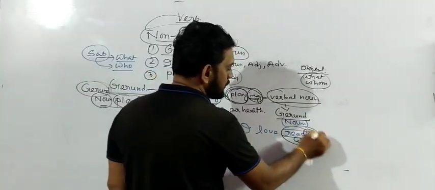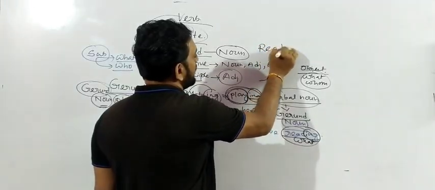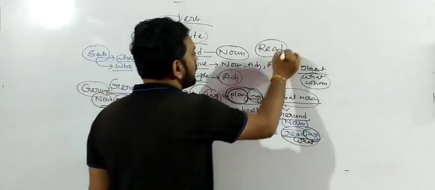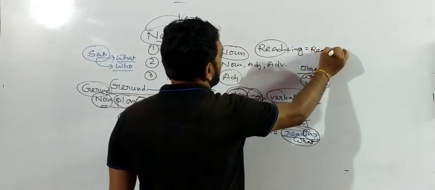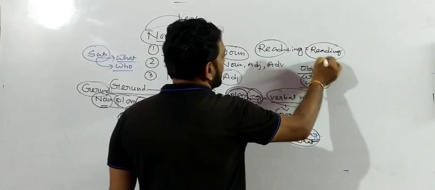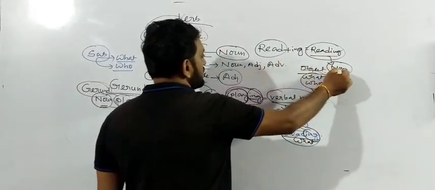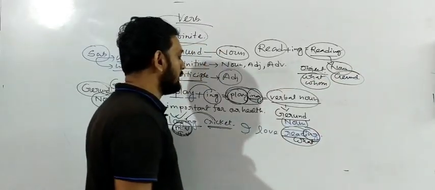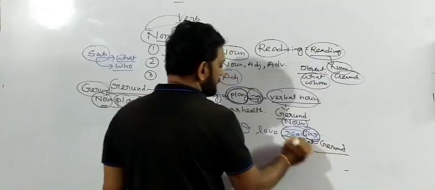And reading is the ing form, and read is a verb. Read is a verb, and we have added the ing form, and it becomes reading. Reading is the noun form. That means gerund. Now here reading is a gerund, as a gerund we have used it over here.